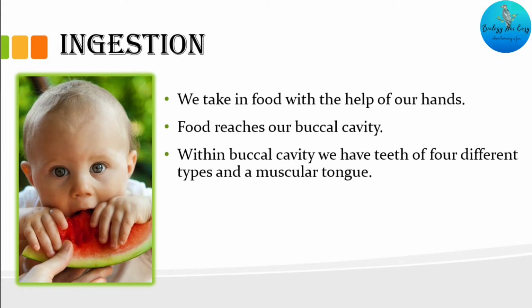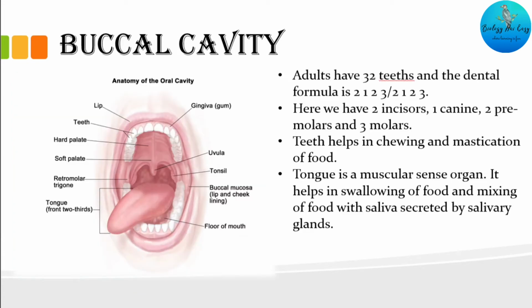We already know that the human digestive system comprises the alimentary canal and associated digestive glands. The alimentary canal in human beings is 9 meters long and begins with the mouth or buccal cavity. You can see within the mouth we have teeth in both the jaws and a muscular tongue. An adult has 32 teeth in total and the dental formula is 2123 by 2123, where 2 teeth are incisors, 1 is canine, 2 premolars and 3 molars.